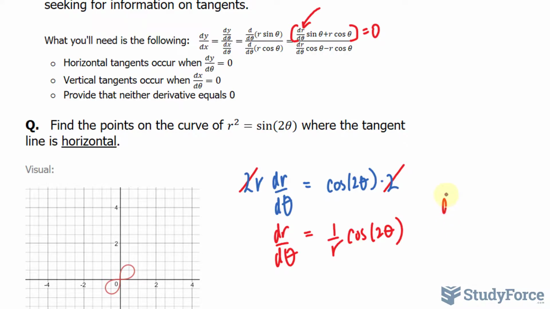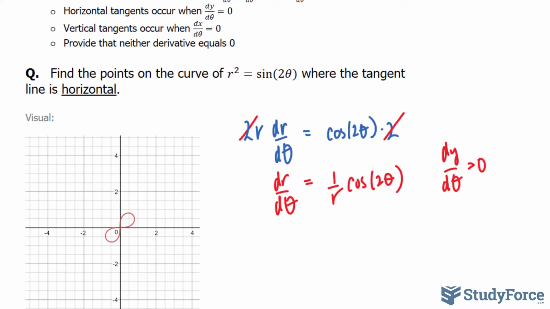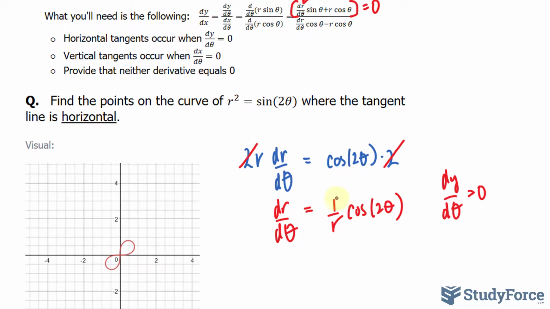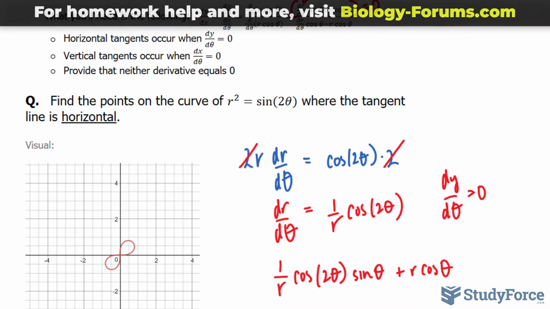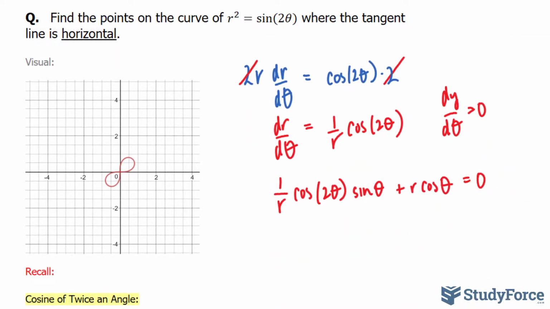So what we're looking for is dy over d theta is equal to 0, and we can do that by substituting this expression into there. 1 over r cosine 2 theta times sine theta plus r cosine theta. That is being set to 0.